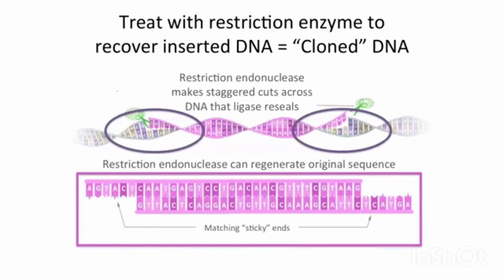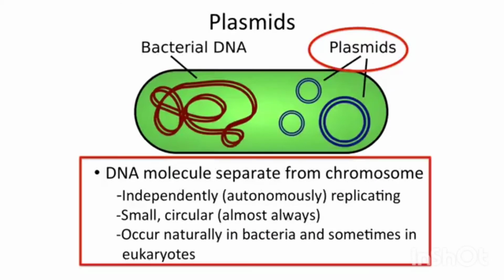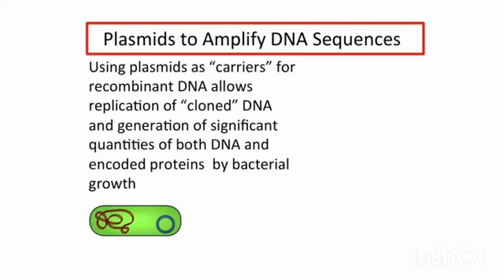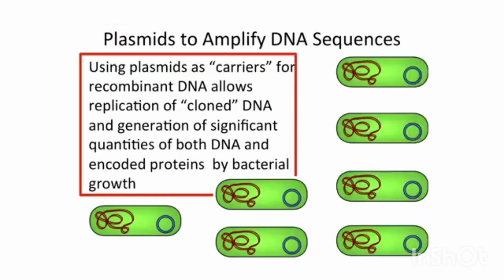Now, plasmids are common carriers for cloned DNA. These small, usually circular DNAs are separate from the chromosomal DNA in bacteria with independent replication processes. They occur naturally in bacteria and occasionally in eukaryotic organisms. Easy to isolate, plasmids are amenable to insertions of DNA, creating plasmid combined with inserted DNA, which is called recombinant DNA. Because plasmid DNAs replicate within the bacterial cells, growing bacteria generates large amounts of plasmid DNA and expression of any proteins that are encoded by the recombinant plasmid.